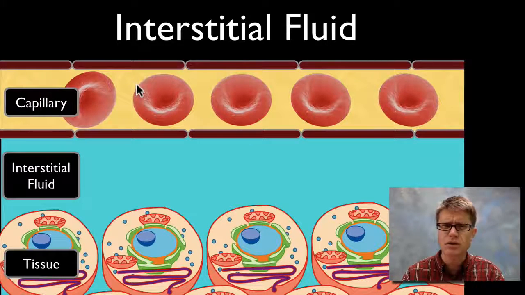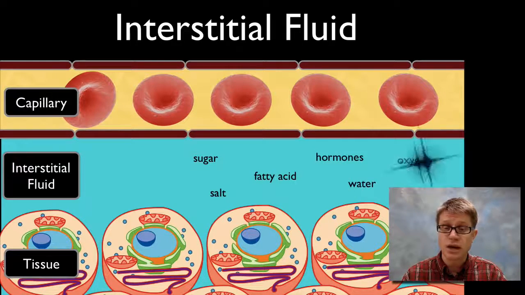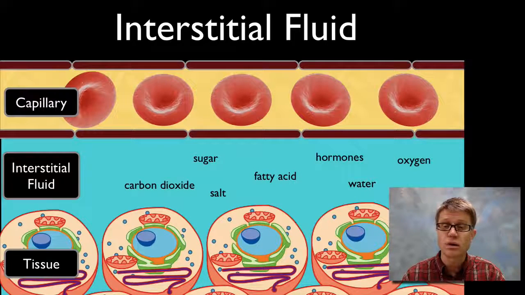But if we're just talking about interstitial fluid, this plasma on the inside of our blood is very similar to the interstitial fluid. And so what's going to be in the interstitial fluid? Well, there's going to be a lot of water, but we're also going to have sugar, salt, hormones, neurotransmitters, carbon dioxide, oxygen. And so it serves as a conduit between the capillary and the tissues itself. And so what's a gas that the cells are going to consume? They're going to consume oxygen.